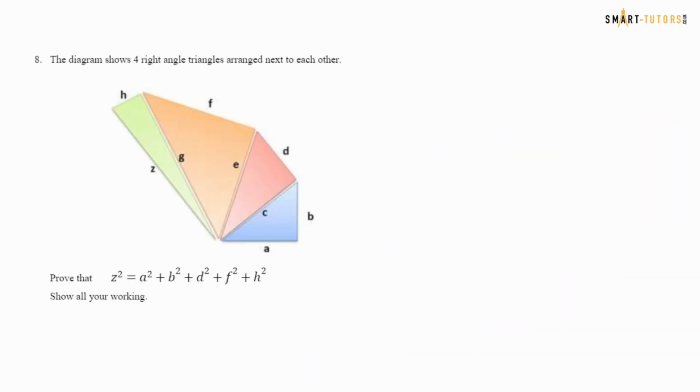Question number 8. The diagram shows four right angle triangles arranged next to each other. Prove that set squared equals a squared plus b squared plus d squared plus f squared plus h squared. So how can we prove this one? If I write an equation for set squared, what is set squared? Set squared, this is the right angle triangle, h squared plus g squared, right? So what is g squared? G squared is the hypotenuse for the second triangle.